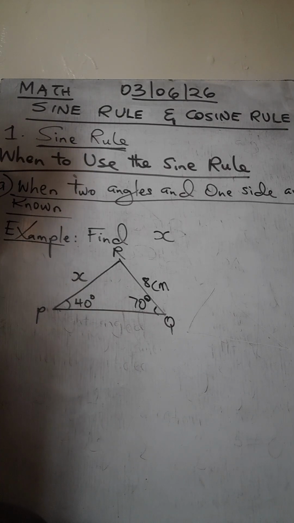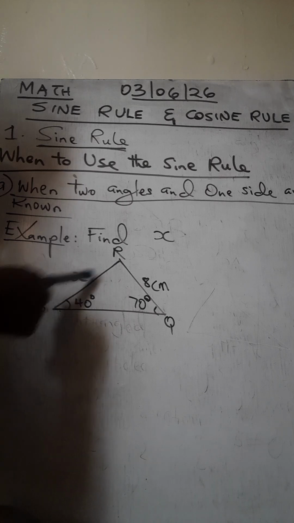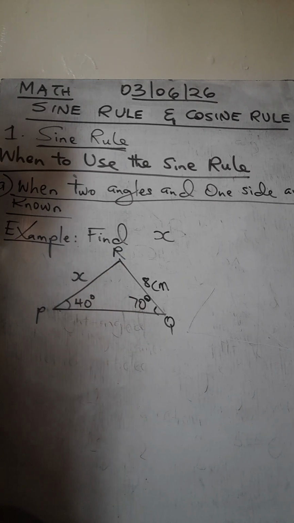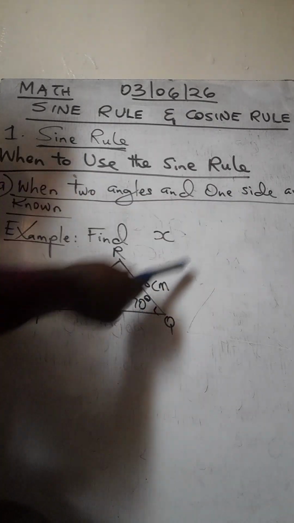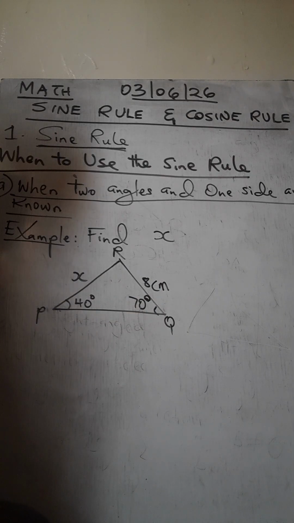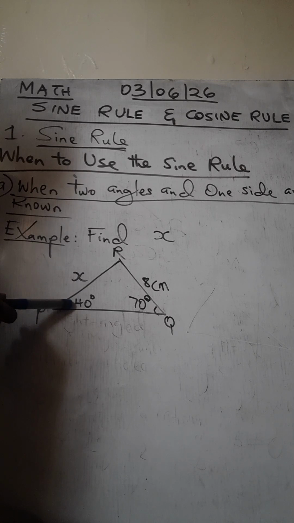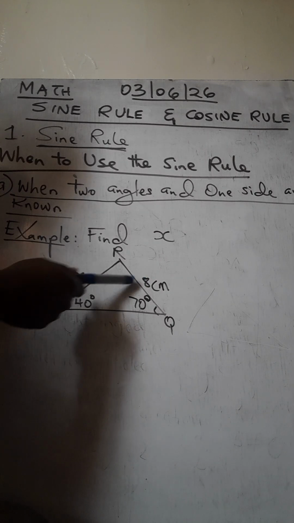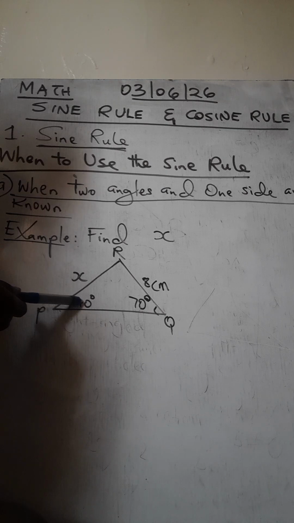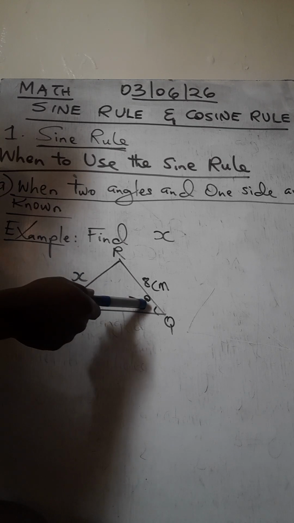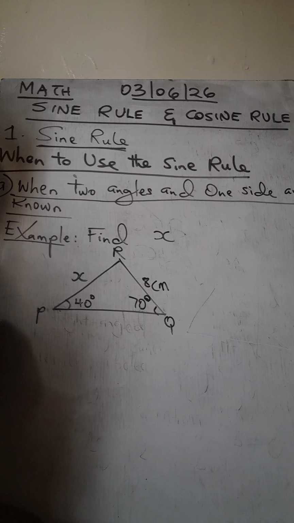Now in this case you're told to find x, that is the length of PR. The length of PR is x. And this is the information you're given. We have the two angles like I wrote here. Two angles are known and one side is also given. So how do you interpret this? Based on the sine rule, you pick an angle and check on the opposite side if there is a side given. So 8 centimeters is opposite to 40 degrees, x is opposite to 70 degrees.